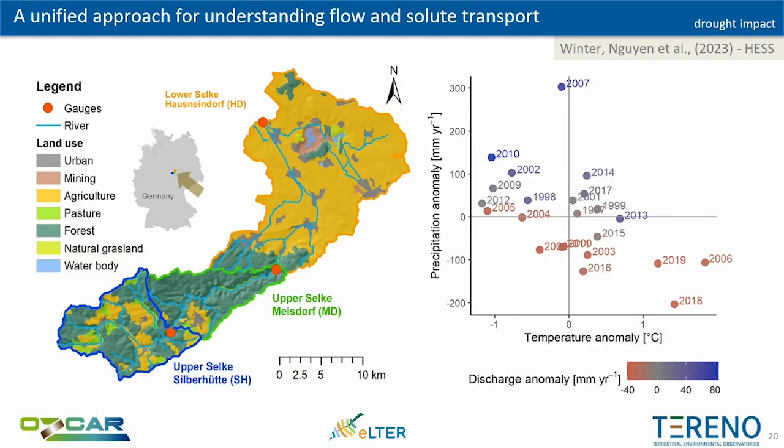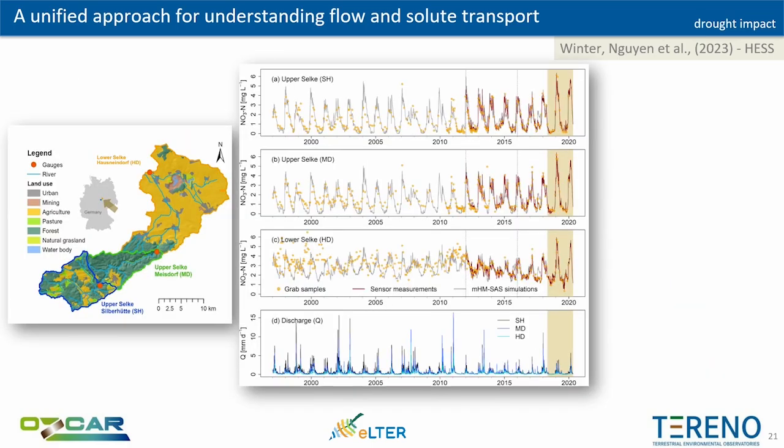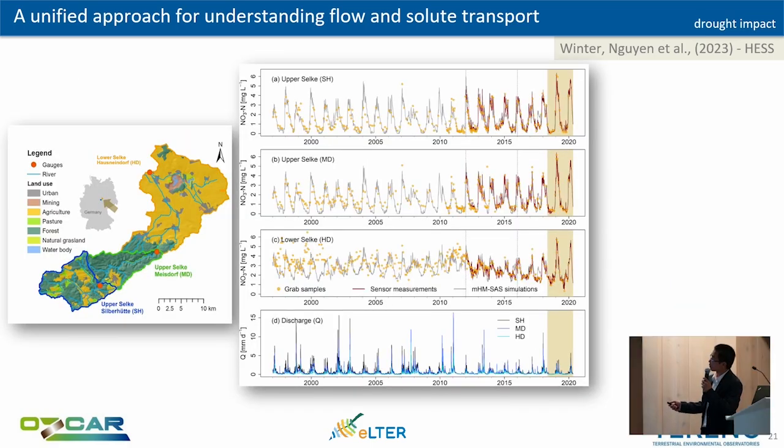And in this paper, we want to use the transit time to understand the effect of the multi-year drought in 2018 and 2019 on water and solute export from this catchment. For example, here you can see in 2018 and 2019 we have higher temperature and also lower precipitation compared to other years. And in terms of solute export, for example nitrate, during the multi-year drought of 2018 and 2019, here we see an increase in the seasonal patterns in the nitrate export.